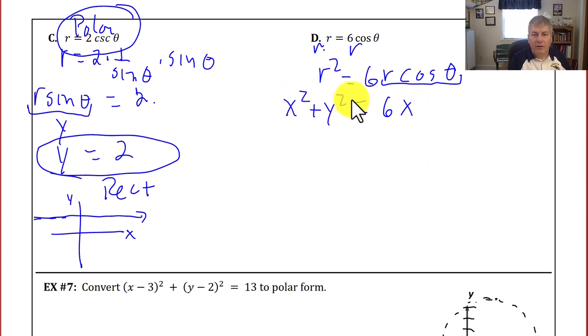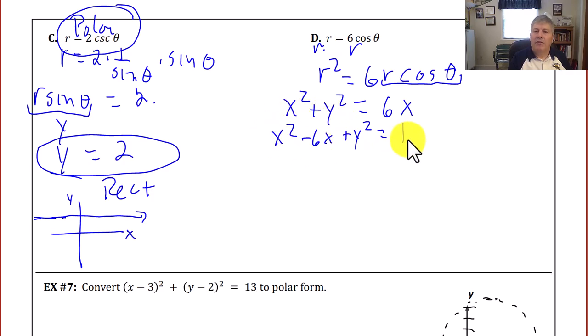Well, this is a circle, x squared plus y squared equals 6x. So let's go ahead and subtract 6x from both sides. And we get x squared minus 6x plus y squared equals 0, because I subtracted 6x from both sides.